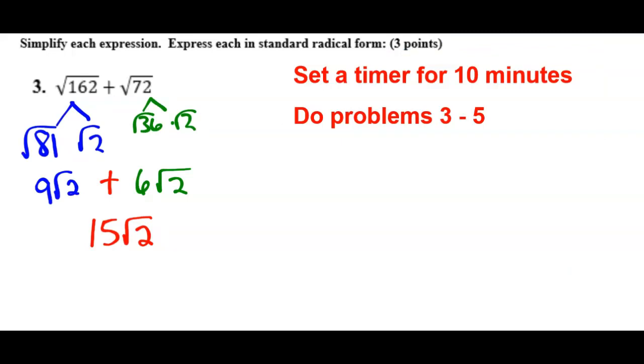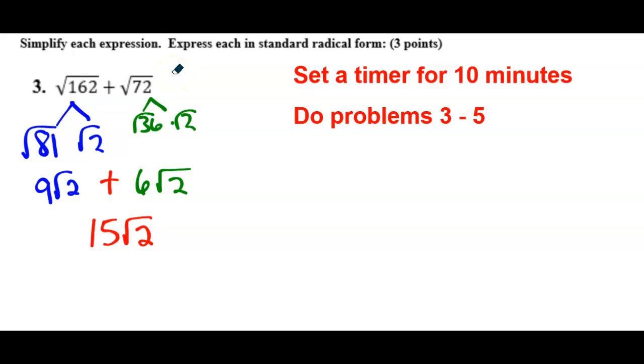Okay, for number 3, you should have got the answer of 15 times the square root of 2. You had to break both these numbers down before you could decide if you could add them together. If you take the perfect square of 162, it's 81. So the square root of 81 times 2, square root of 2, gives me 9 times the square root of 2. If you did the factor tree, you had a whole lot of 3's that you bunched together to get your 9 out. Okay? Same thing over here.